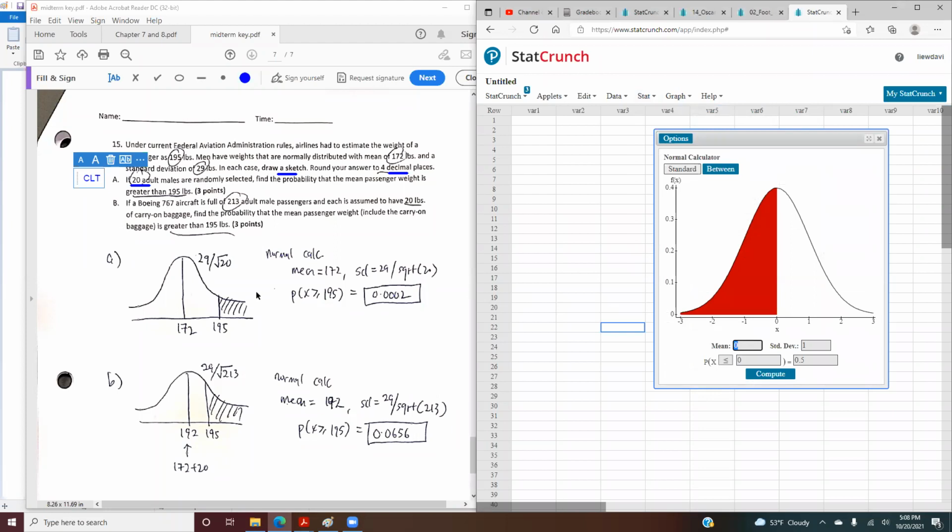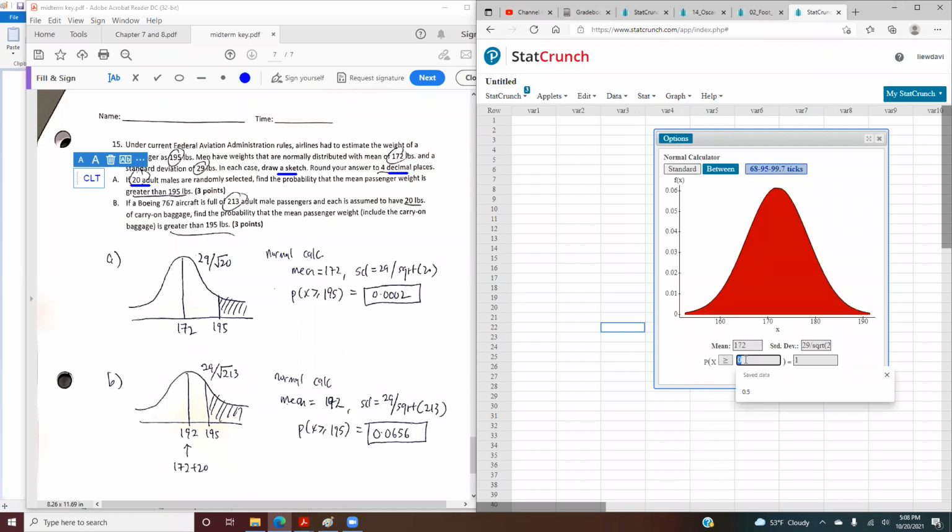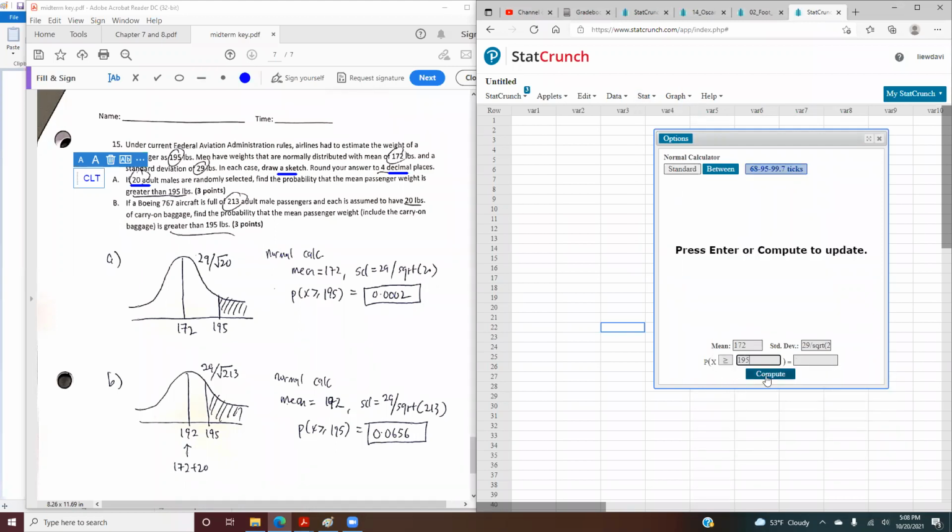The mean in this case is 172. For the standard deviation, I would not want you guys to use your calculator to figure out this value. I want you to type out 29 over the square root of 20. And you need this over 195. So this is your answer. In 4 decimal places it is 0.0002. Okay, so this is your question A.